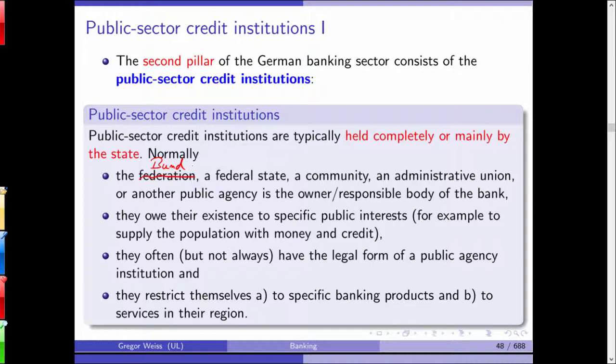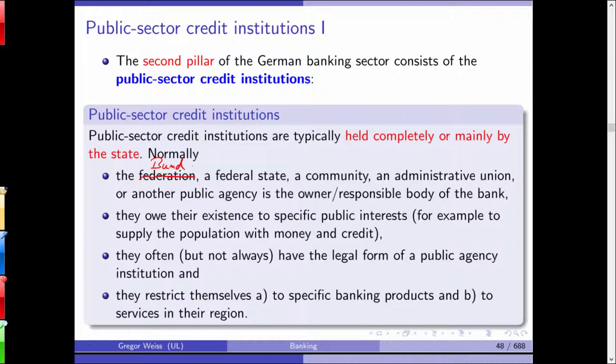What we call in German the Bund is more than just the federal government, it's the whole entity of all federal organizations at the federal level. And then we have the federal states like Saxony, Berlin, Hamburg, North Rhine-Westphalia, Bavaria, and so on. A municipality, a community, a city, a county, also an administrative union or another public agency. They owe their existence to specific public interests, for example, to supply the population with credit and loans.